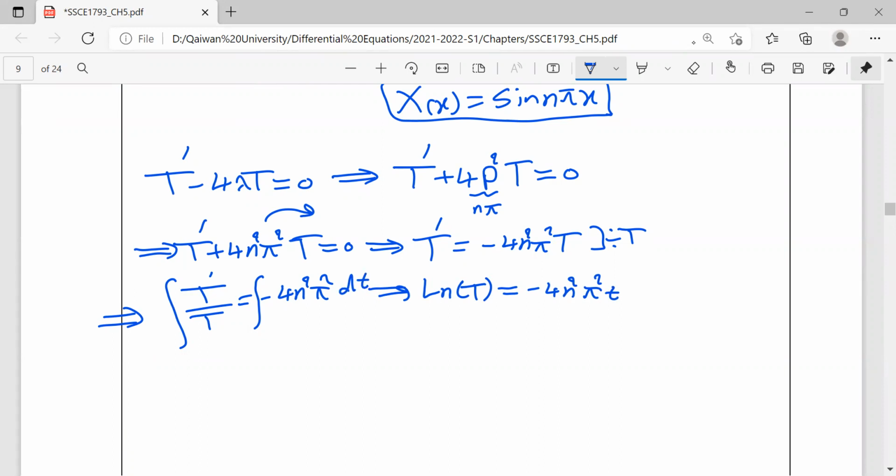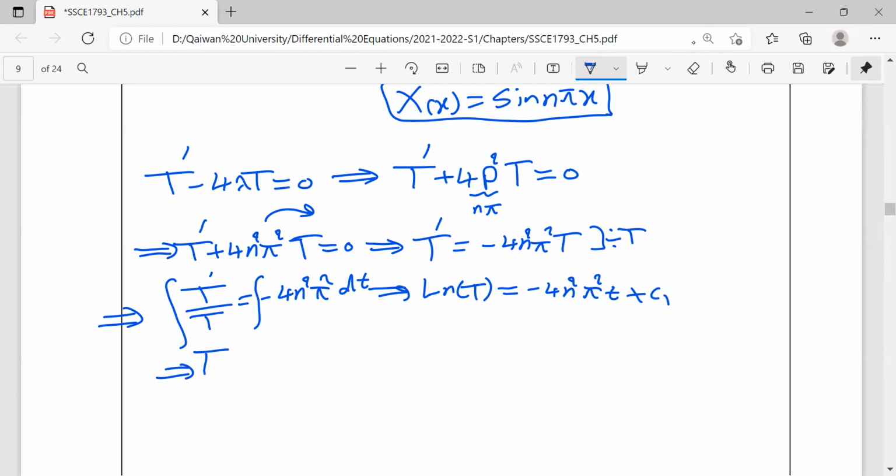Now, how about t? How to get t? We have ln t. We take e for both sides. We take exponential for both sides to get t. How to remove this ln here? We must take e for both sides. We get t equals e to the power -4 n squared pi squared t, sorry, plus c1.